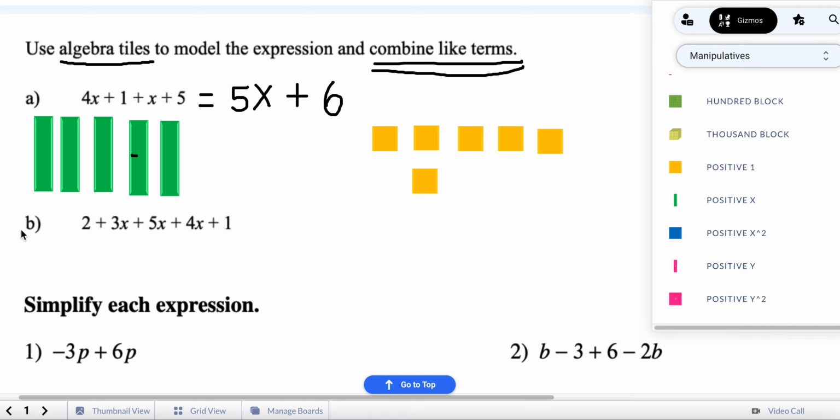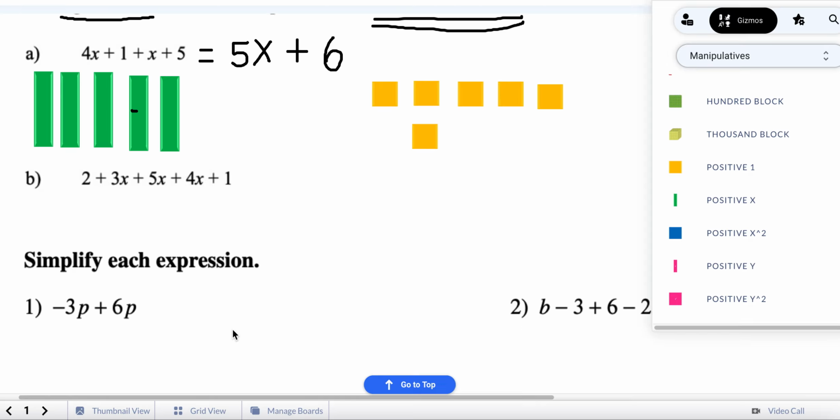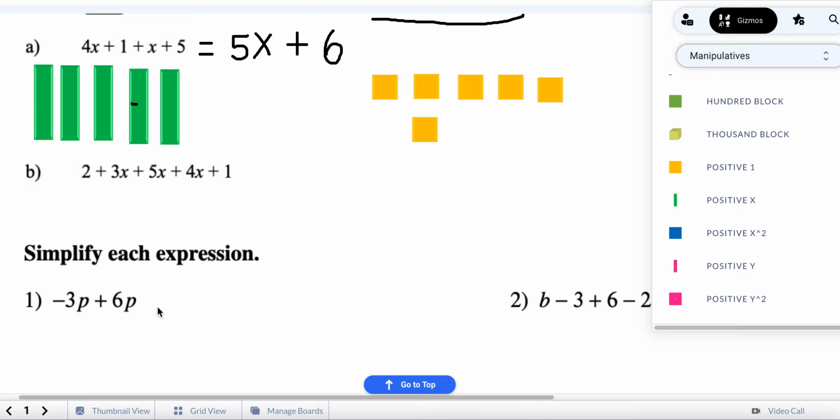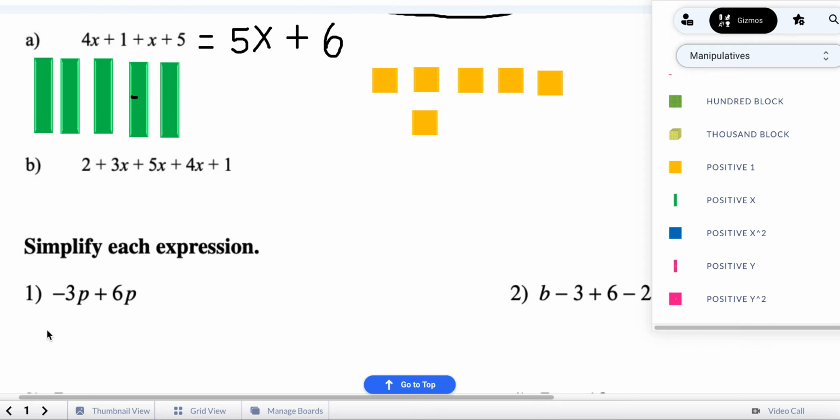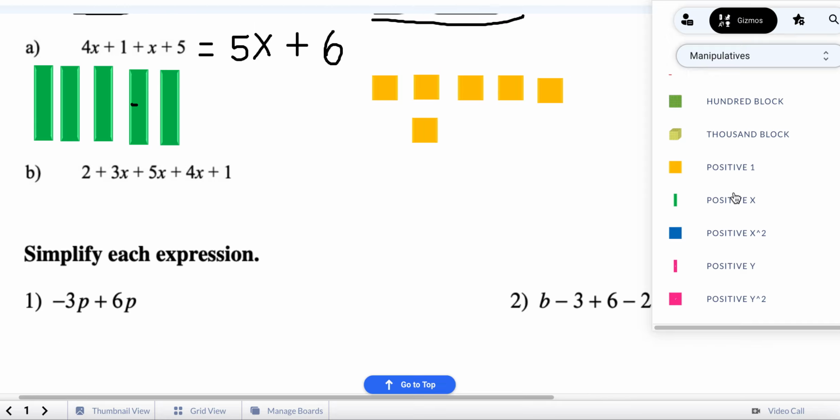All right, letter B is the same, so you try that on your own. And now we're going to skip to number 1. And the reason why I'm going to skip to number 1 is because there's a negative in there. So I want you to see what it looks like when you have a negative variable. Okay, so we are going to look at number 1.